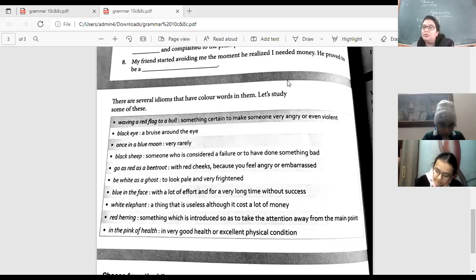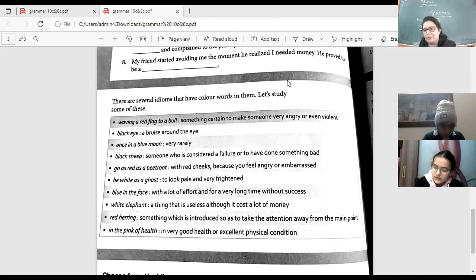Once in a blue moon. When do you see a blue moon? Do you see the blue moon every month? No, we don't see it. So, right? Yes, so he really comes to my house and it is once in a blue moon that I see him, right? So my cousin is very busy in his work and once in a blue moon I get to see him. Very rarely I get to see him.